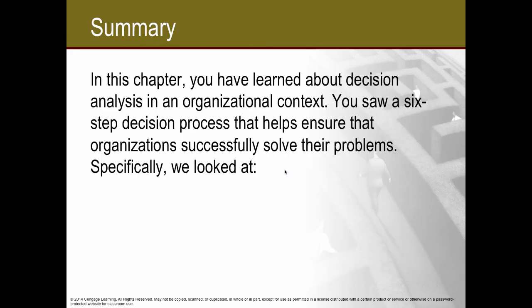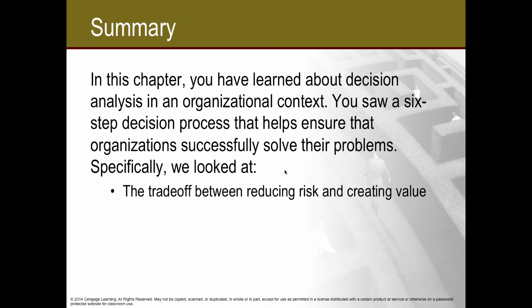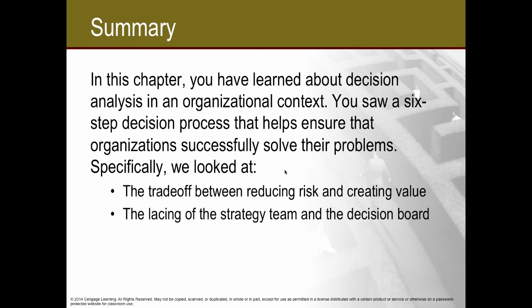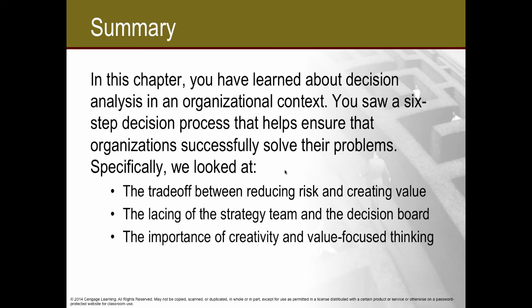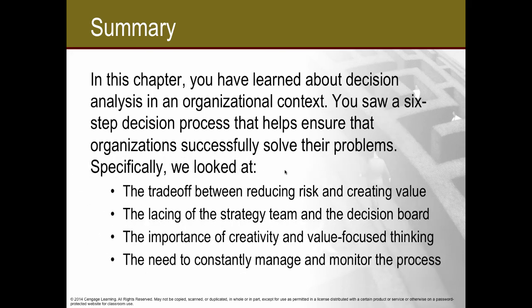So in this chapter, which was basically a qualitative chapter, he just gave a big comprehensive idea. You learned about decision analysis in an organization context. You saw a 6-step decision process that helps ensure organization success, and basically helps successfully solve their problem. And we specifically looked at the trade-off between reducing risk and creating value, the roles of a strategy team and the decision board, the importance of creativity and value-focused thinking, and the need to constantly manage and monitor the process.